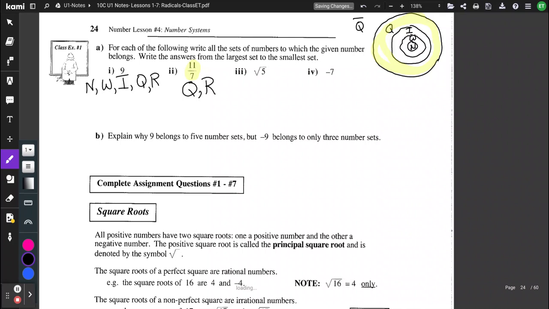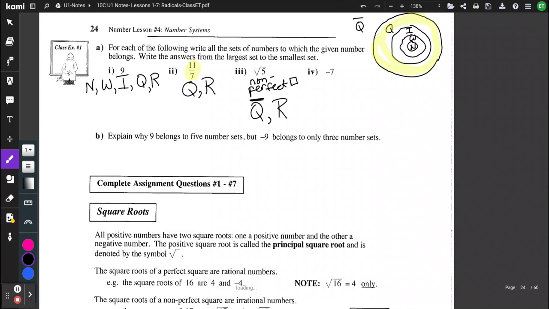All right, square root 5. What do we know about square root 5? He's non-perfect. Well, if he's a non-perfect, okay, so he's a non-perfect square. All non-perfect squares are in the irrationals. And then, of course, they're in the reals. Okay, because every number is part of the real number system. So he's irrational because non-perfect squares go in the irrational part. And then they're real.